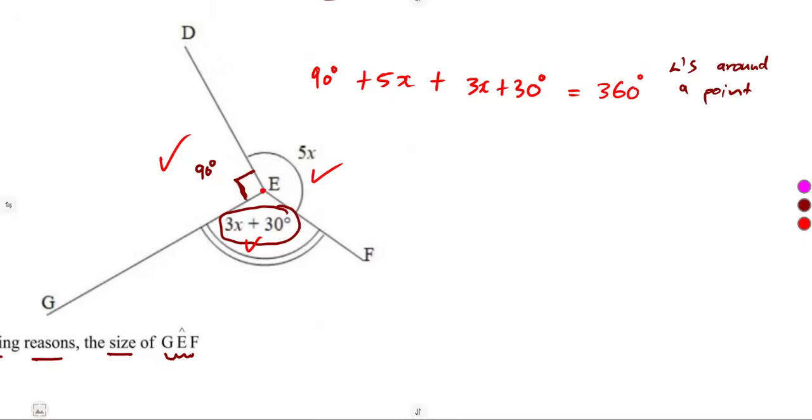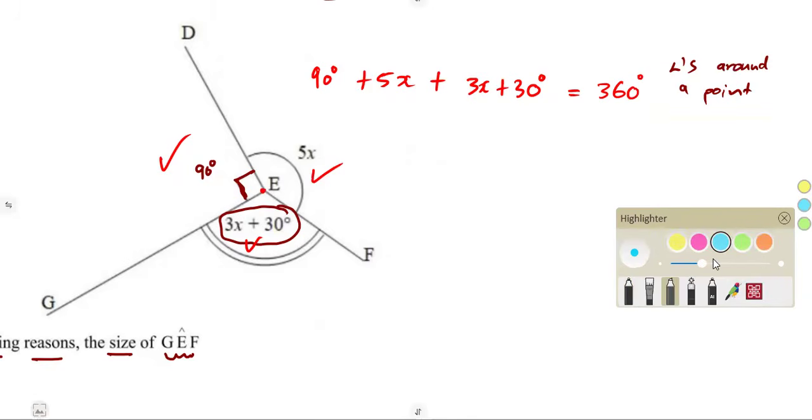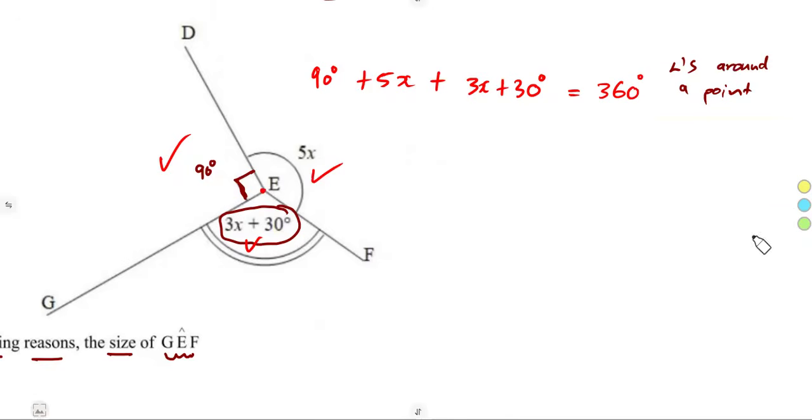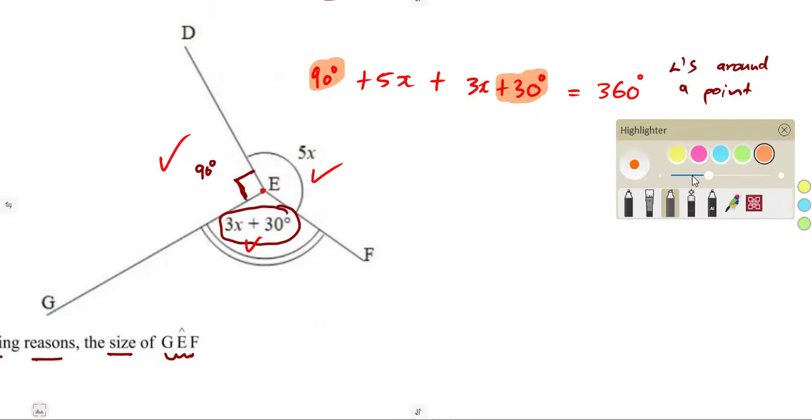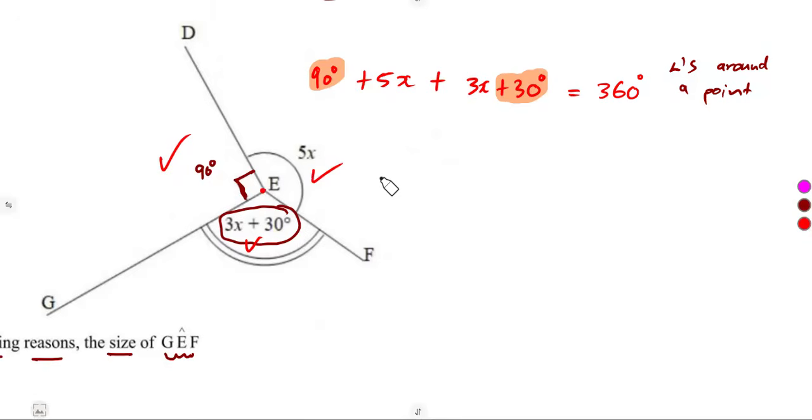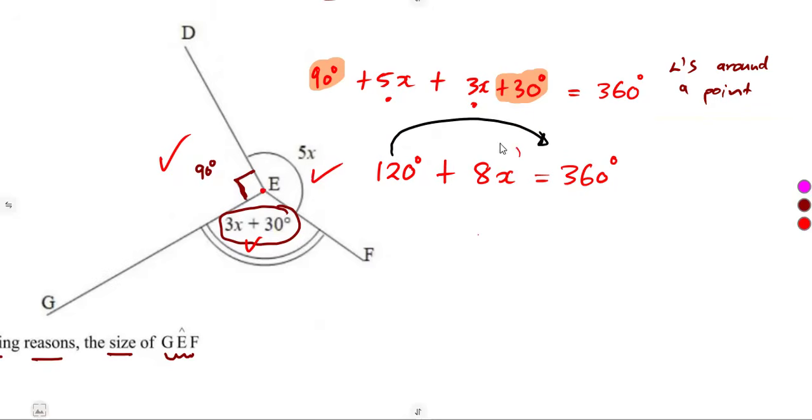Okay, so let's solve for x. Remember, collecting our like terms, we have got here on the left-hand side, 90 and 30 degrees. You add these two, so 90 plus 30 is what? 120. So you're going to have 120 degrees. 5x and 3x is going to give us 8x, which is equal to 360 degrees. So to solve for x, we can take the 120 to the other side of the equation. So we're going to be left with what? Positive 8x on the left-hand side, which is equal to 360 minus 120.